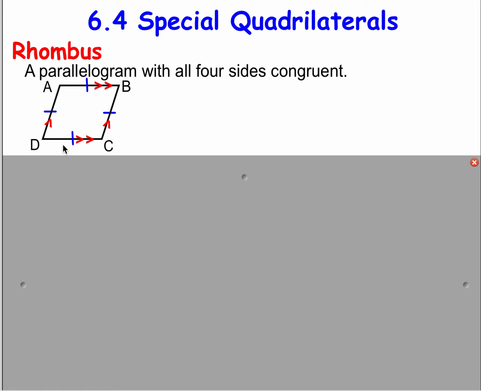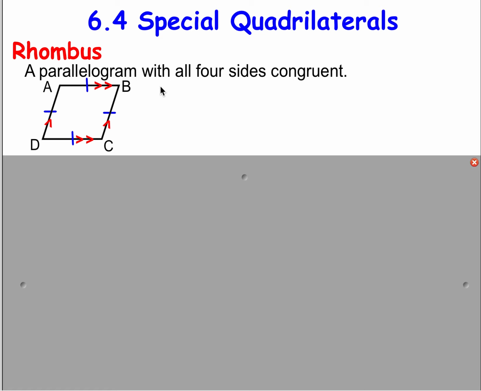So these opposite angles here are congruent. Angles B and D are congruent. Angles A and C are congruent. A and B are consecutive, so that means they're supplementary. B and C are consecutive, so that means they're supplementary, and so on and so forth. And their diagonals bisect each other. So all of those things are still true because this is a parallelogram.